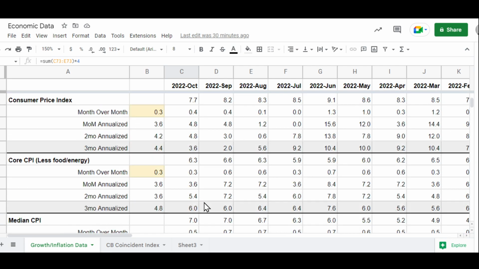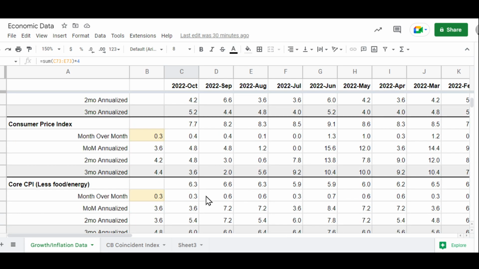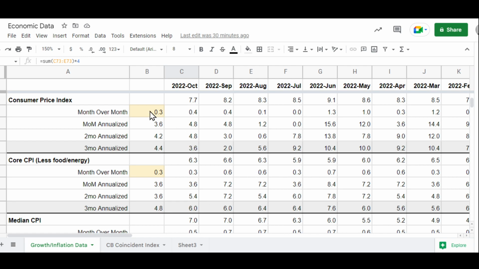So now if we go up to our CPI, what I have here in the highlighted cell is the expected reading for CPI headline and core, and if it comes in above expectation, then we'll talk about that in a second. But I just want you to see the numbers as they are now.